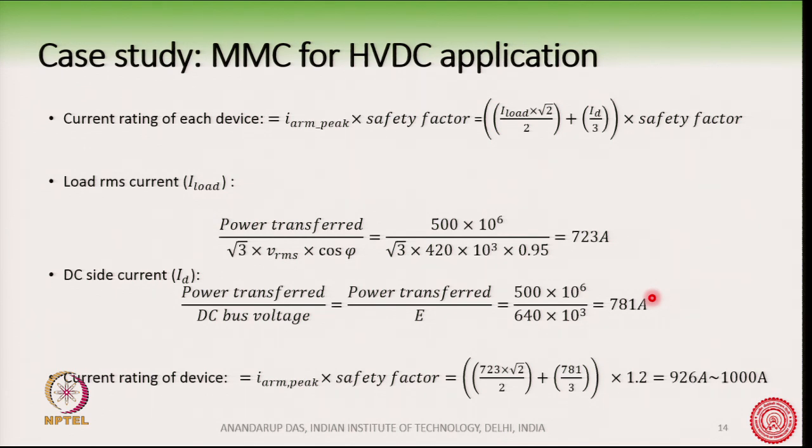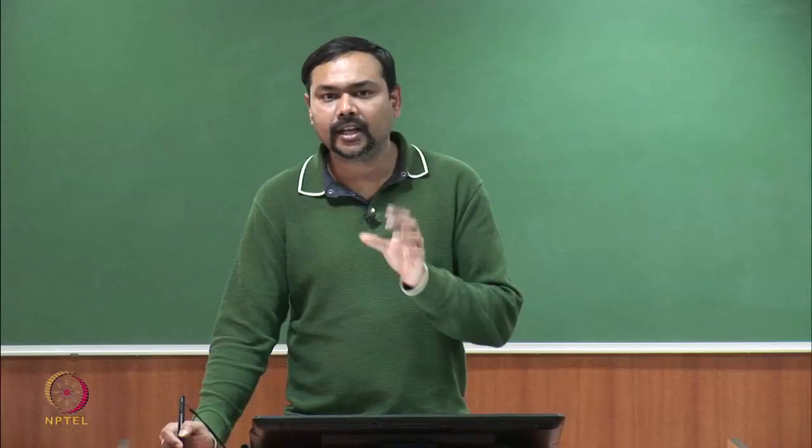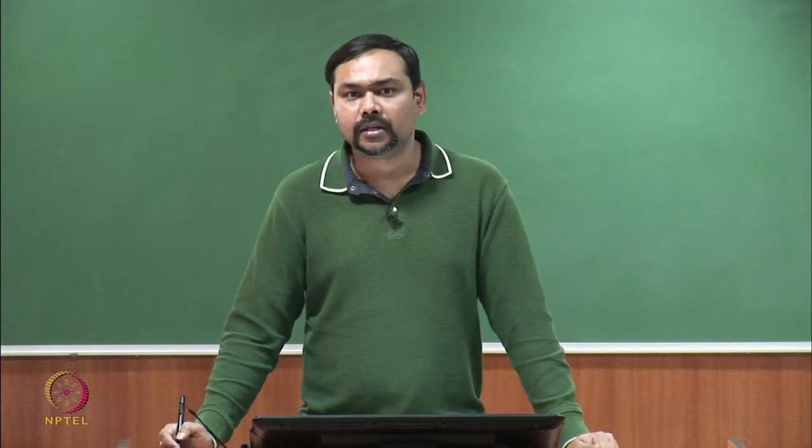Therefore, for the current rating of the device, if you take a safety factor of 1.2, you get a current rating of 926 ampere peak. So, you may choose an IGBT with an IC rating of about 1000 ampere. Again, we have to be careful about the I square T rating of that device during that 10 microsecond, which must be kept in mind.